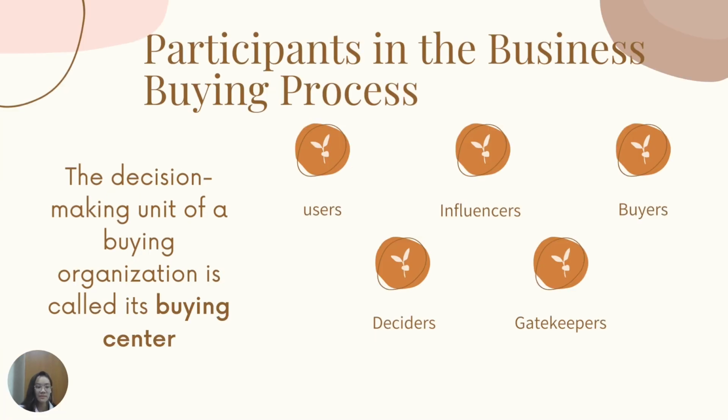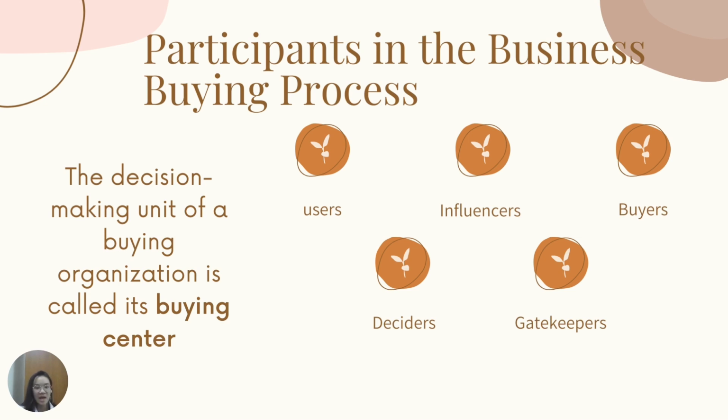Next, we are going to the participants in the business buying process. The buying center consists of all the individuals and units that play a role in the business purchase decision-making process. Participants in the process include users, influencers, deciders, buyers, and gatekeepers. What are these different individuals?